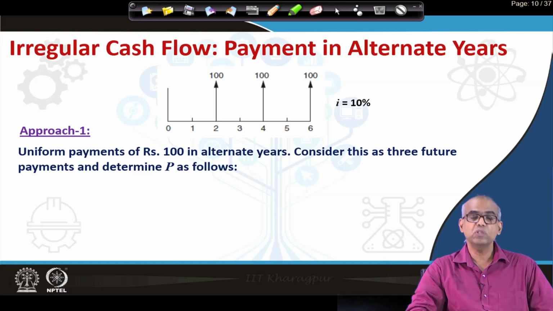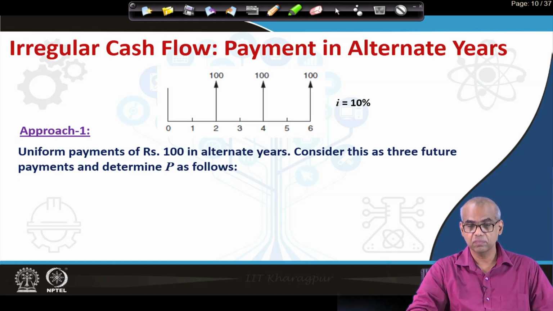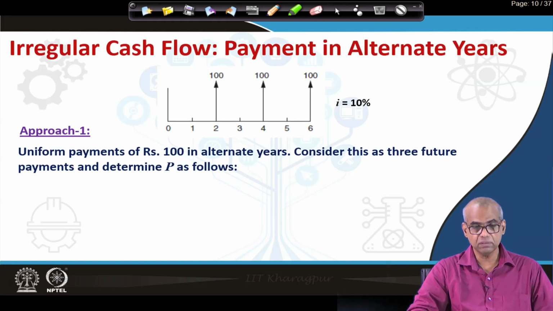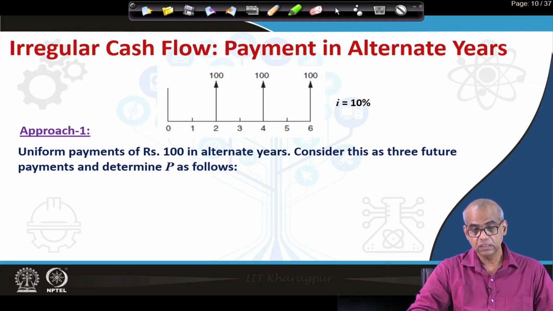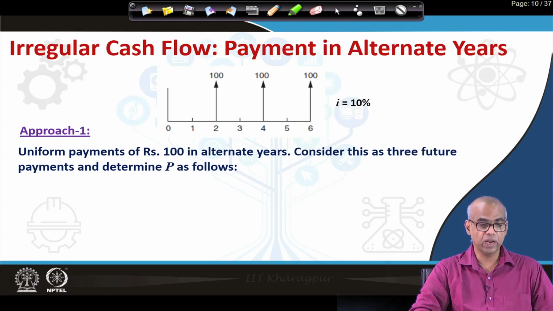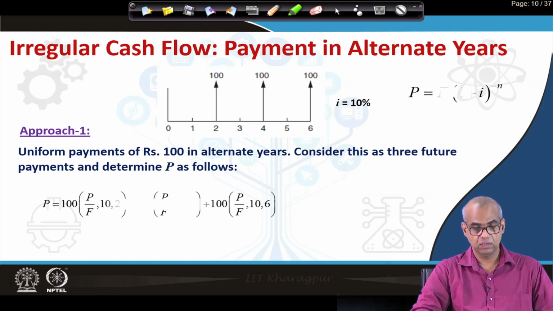Now, let us talk about the second type of irregular cash flow diagram, payment in alternate years. Look at the cash flow diagram, the payment is at years 2, 4 and 6. Let us consider interest at 10%. So, a uniform payment of rupees 100 in alternate years is made. Now, to handle such cash flow diagrams, we have two approaches. In the first approach, we can consider this as 3 future payments and determine the present worth P. How?